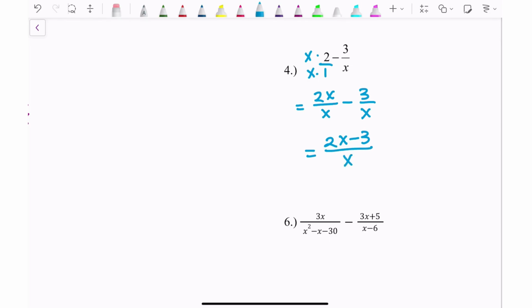I'm done here. I cannot cross out those x's because 2x minus 3 is a binomial. They stay together. You cannot cross things out that are separated by subtraction or addition. So like I could do this, I could do this times 3 over x, but I can't do it when it's separated by a minus sign.